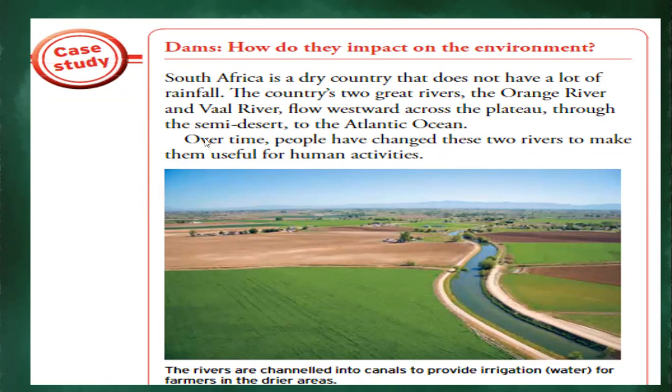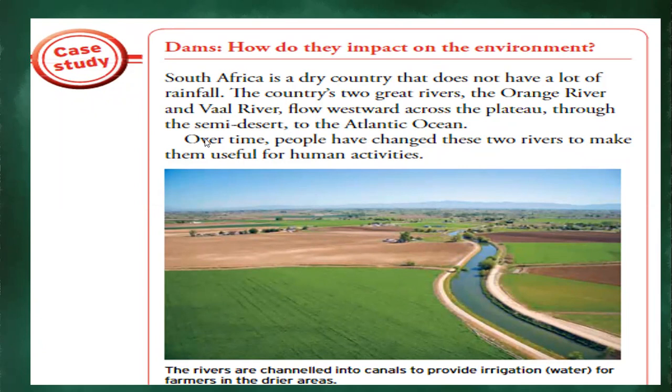South Africa is a dry country that does not have a lot of rainfall. The country's 2 great rivers, the Orange River and the Vaal River, flow westward across the plateau through the semi-desert to the Atlantic Ocean. Over time, people have changed these 2 rivers to make them useful for human activities. The rivers can be channeled into canals to provide irrigation water for farmers in the drier areas.